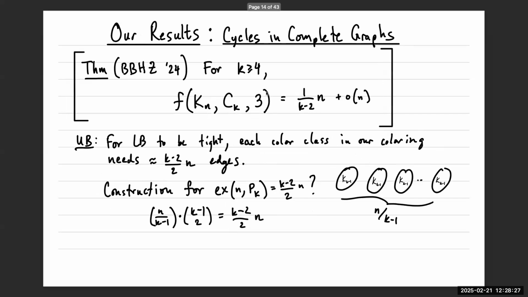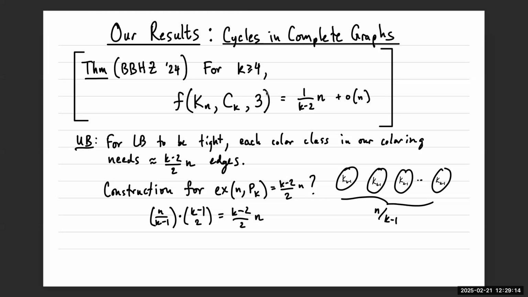Right. So now what about the upper bound for this thing? Well, that's providing a coloring that avoids all these 2-colored C_k's. Well, the nice thing about this kind of thing is that if you want the lower bound to be tight, that means every color class has to look like the extremal example that I just talked about. It has to have as many edges as it can have without having a P_k, right? If I want this to be tight, I need to shove in as many edges as possible in each color class, right?